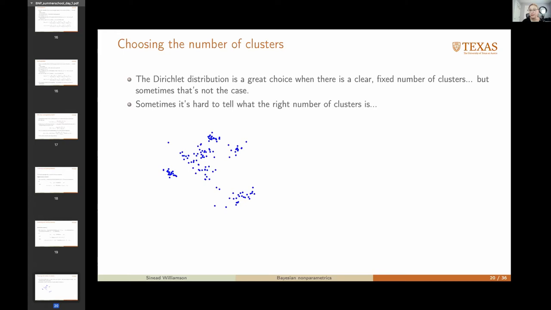So the Dirichlet distribution is a great distribution. It has a lot of ways of thinking about it we've looked at. It has nice properties such as conjugacy, but it has got this fixed choice of k. So we have, in everything we've seen so far, explicitly assumed we know how many clusters we want, and then we picked a Dirichlet distribution of that size. And that was fine in our previous example where there were clearly three clusters. But sometimes it's hard to tell. So sometimes we get data that looks kind of like this. And it's hard to know what the right number of clusters is.